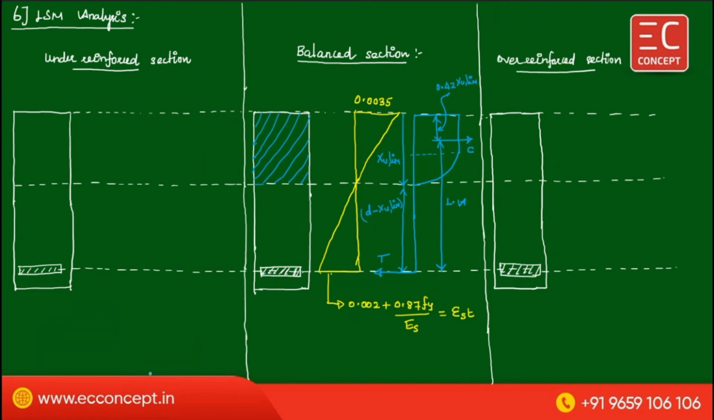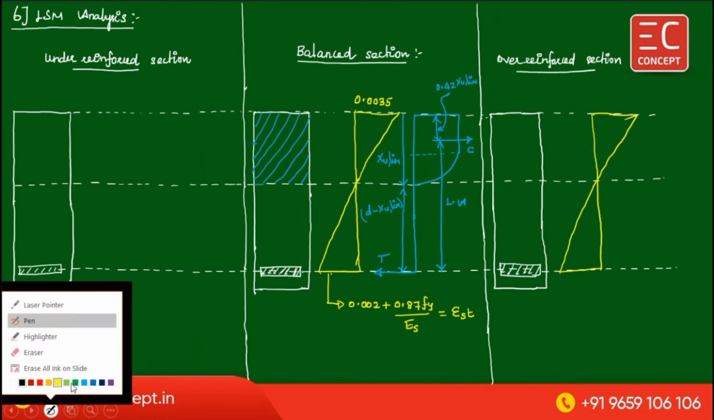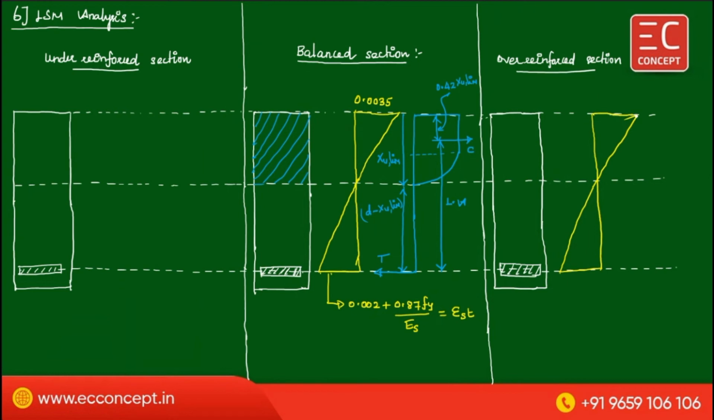Okay, now strain diagram. First of all, we have to draw the strain diagram of balance section. Then only we can make sense. This is the strain diagram of balance section. Now, actual strain diagram of this is, we can take it as the strain in concrete is more, but the strain in steel does not attain its full value, the value is lesser than the actual value. Therefore, the strain in concrete attains the maximum value, but the strain in steel attains only this much.